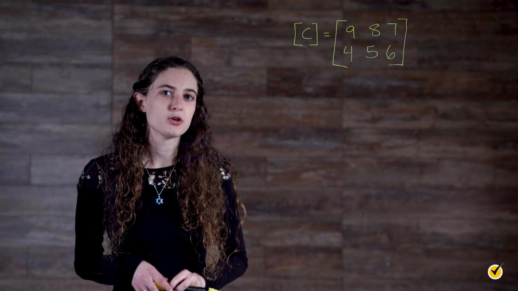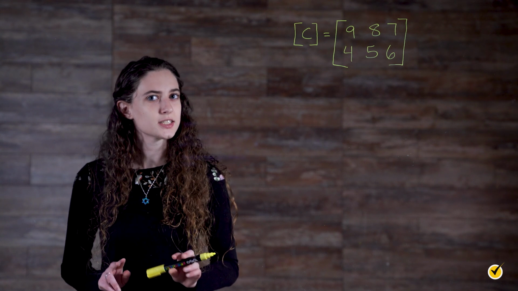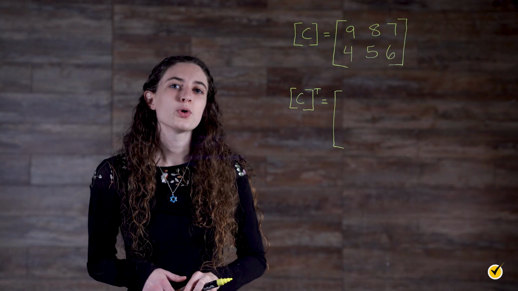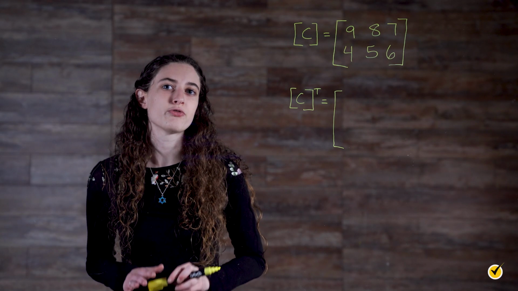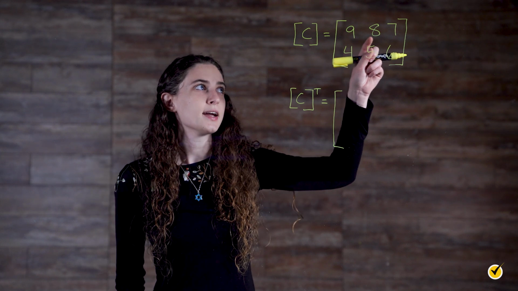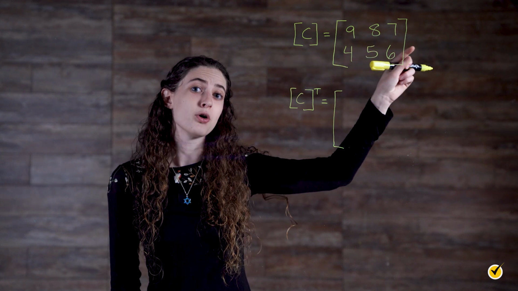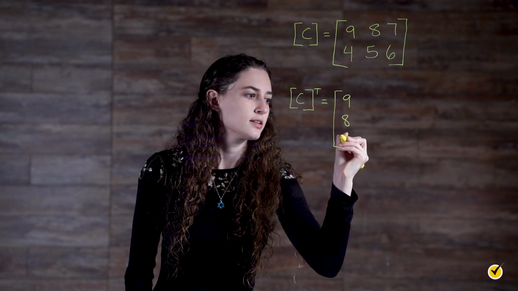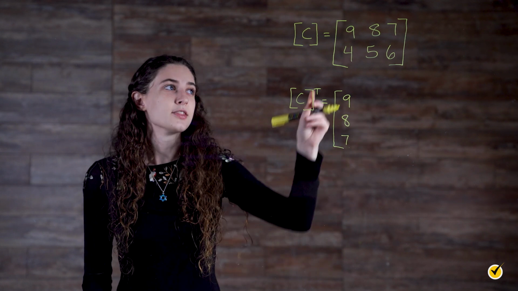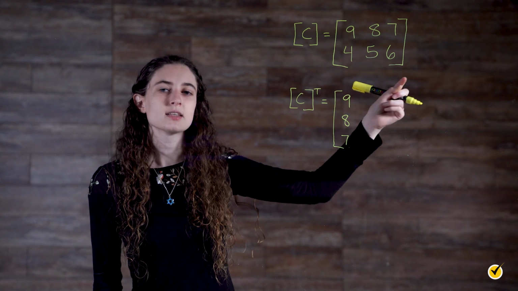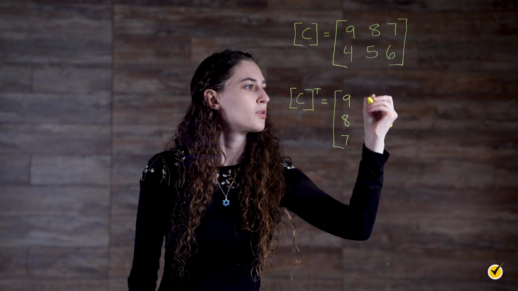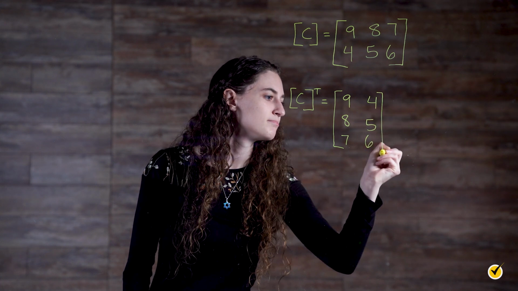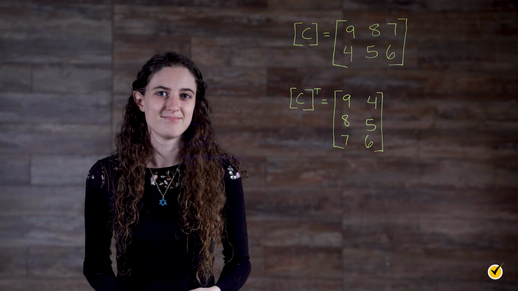So to find the transpose of matrix C, it's going to look just a teeny bit different from what we did last time. Remember, we want our first row to be our first column now. So 9, 8, 7, instead of being a row, it's going to be our column. 9, 8, 7. And then our second row, 4, 5, 6, is going to become our second column. 4, 5, 6. That's all there is to it.